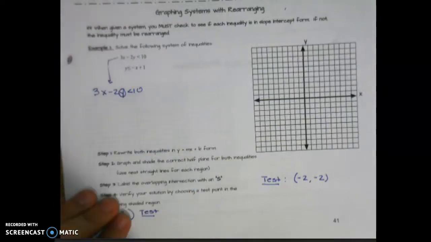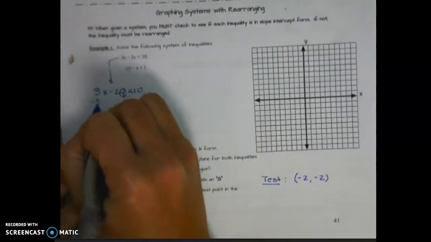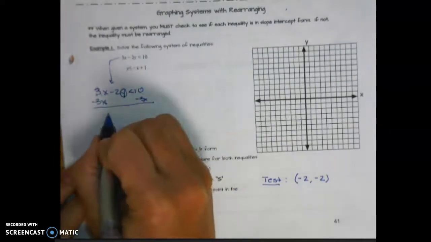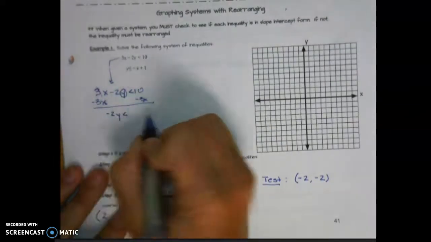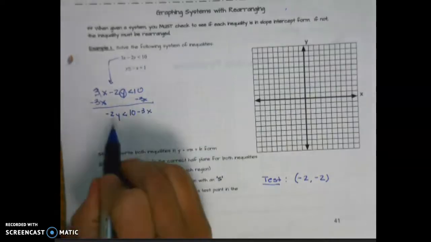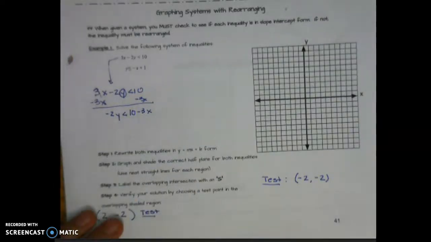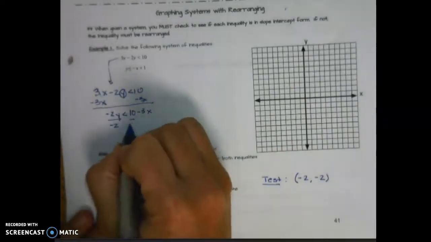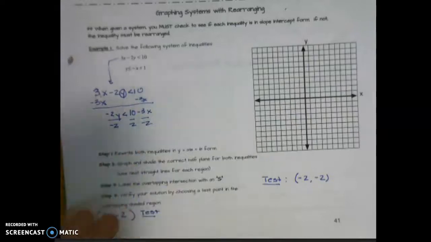I'm going to move the x term first by subtracting 3x from both sides. Okay, I'll cancel those out. I'll bring down my minus 2y is less than 10 minus 3x. Okay, now I need to get rid of this negative 2 in front of the y, so I'm going to divide everything by negative 2. Divide this by negative 2, divide this by negative 2, and divide this by negative 2.